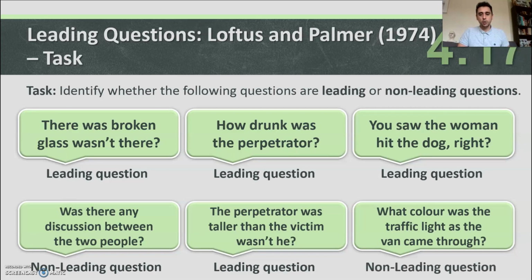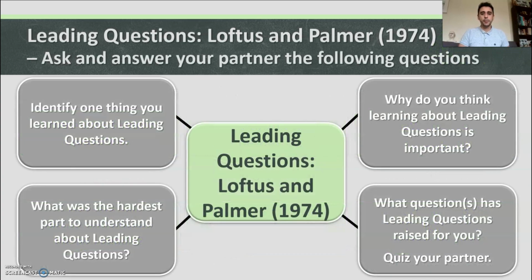That's a non-leading question. A leading question would be, the light was red when he went through, wasn't it? Yes, right? You can see the difference. And that's leading questions, Loftus and Palmer's 1974 research.